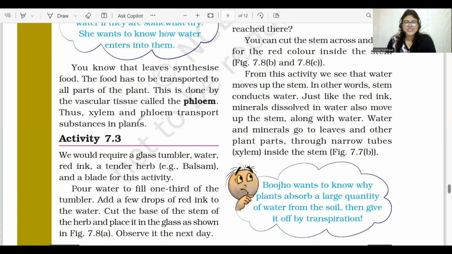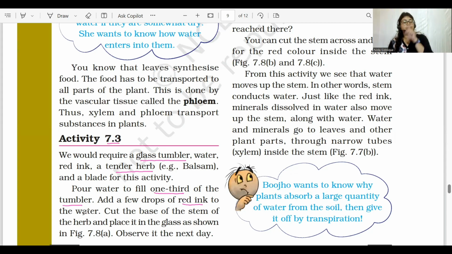Now, let's move on to activity 7.3. In this activity, you are going to require a glass tumbler, a glass container, water, red ink, a tender herb, छोटा सा herb, and a blade. Since we are using the blade, you all have to be careful. So we are going to pour the water and fill 1/3 of the tumbler. Now we will change the color of this water. We are going to add a few drops of red ink to the water.